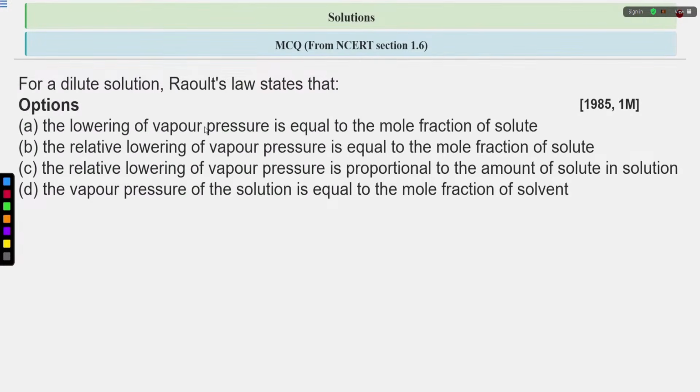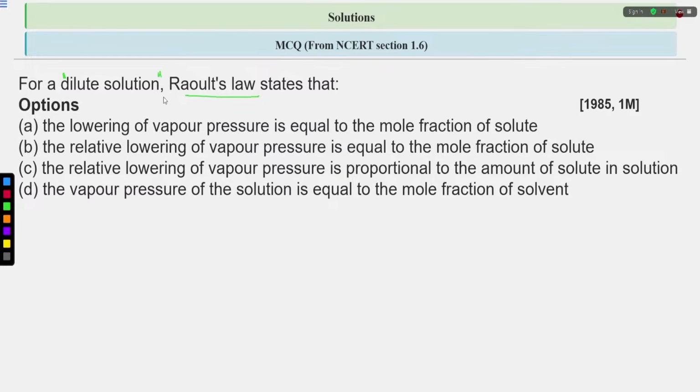So let's start with our first question, which is an MCQ that covers NCERT section 1.6 in the Solutions chapter. The question says: for a dilute solution, Raoult's law states that... If you consider a solution which is dilute, which of the given options is the correct statement or definition for Raoult's law?